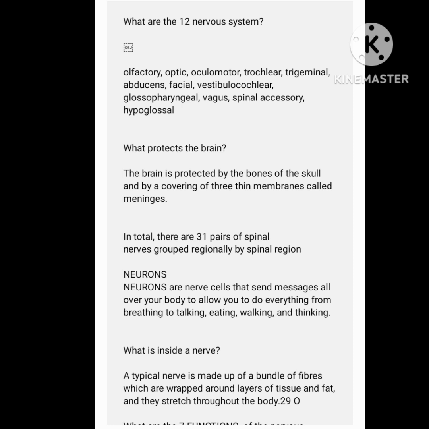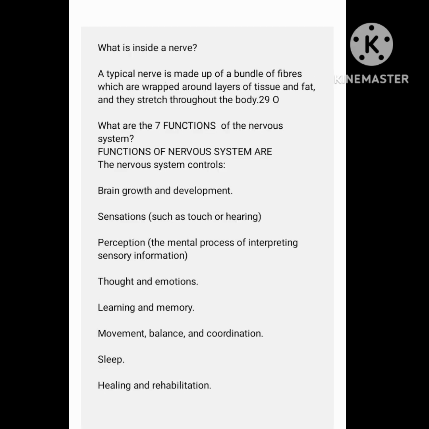These are the nerve cells that send messages all over your body to allow you to do everything from breathing to talking, eating, walking, etc., even thinking and memory. Now, what is inside a nerve? A typical nerve is made up of a bundle of fibers which are wrapped around layers of tissue and fat, and they stretch throughout the body.